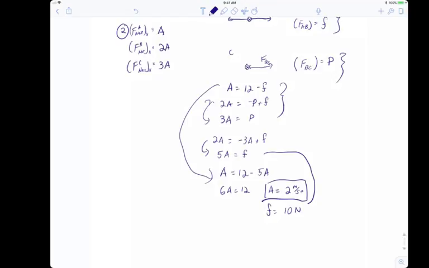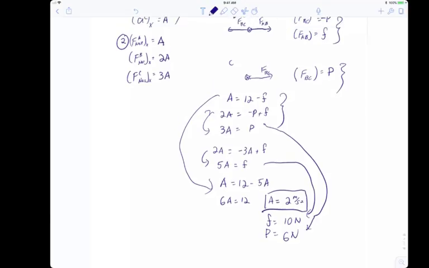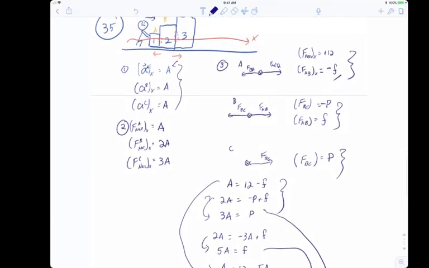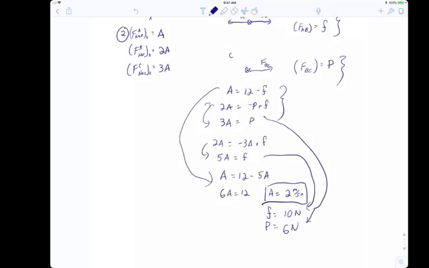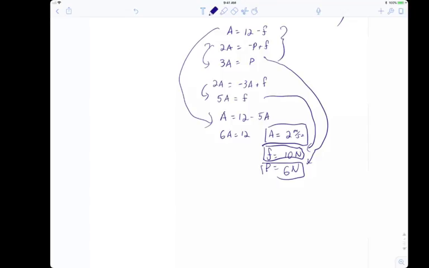And once I know that, I can figure out the other force. So that's 6 newtons. Does that make sense? Let me draw each one in turn so you can get a sense of what's going on. Okay, so box A, box B, and box C.